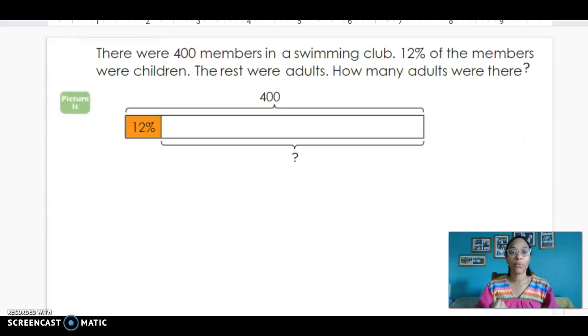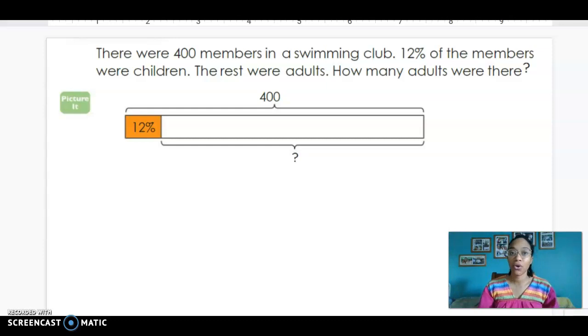In this first problem, there were 400 members in a swimming club. 12% of the members were children, the rest were adults. How many adults were there? So in our bar model, we can see that we're working on understanding the problem. We have the total quantity, 400 members. We know the partial percent, 12% were children. But we don't know the part we're looking for. We're looking for the quantity of adults, but we don't yet know the partial percent that were adults, nor do we know the quantity that were children or the quantity that were adults. So there's a lot of missing information in this problem.